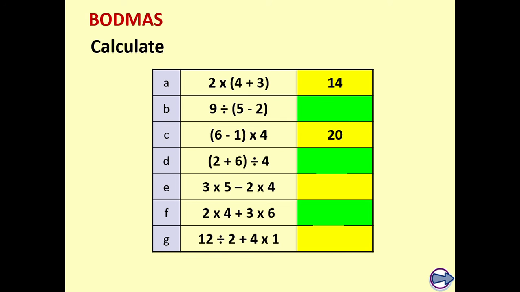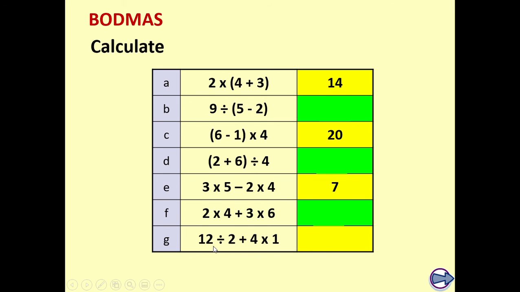The answer for C is 20, because 6 take 1 we do first, which is 5, because it's in a bracket. So we get 5 times 4, which is 20. E, we do both multiplies first. So that's 3 times 5, which is 15, and 2 times 4, which is 8. So 15 subtract 8, we get the answer 7.